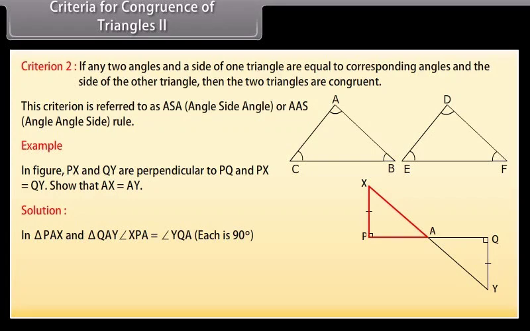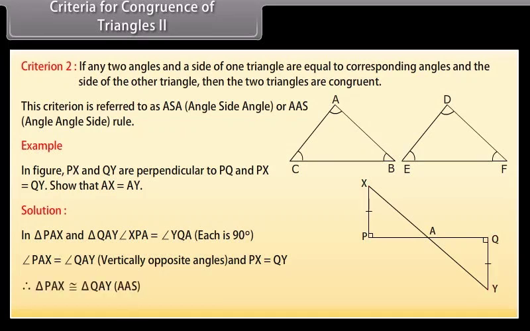Solution. In triangle PAX and triangle QAY, angle XPA is equal to angle YQA because each is 90 degrees. Angle PAX is equal to angle QAY because these are vertically opposite angles, and PX is equal to QY. Therefore, by AAS congruence rule, triangle PAX is congruent to triangle QAY. Therefore, AX is equal to AY, CPCTC.